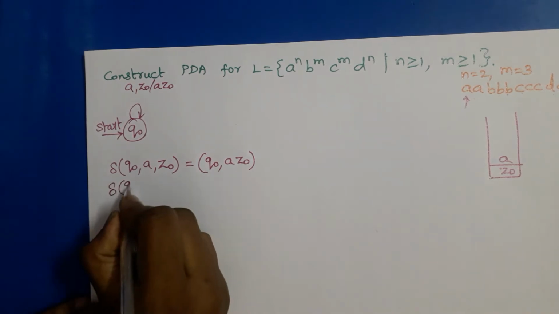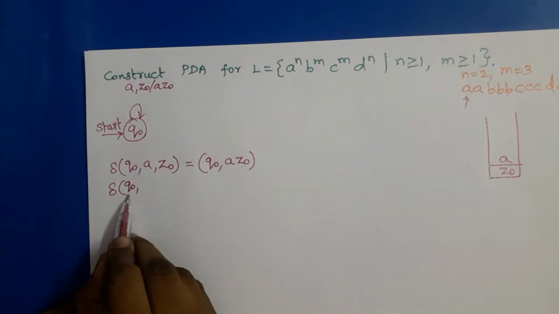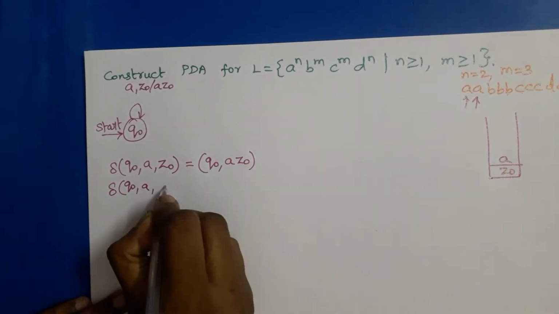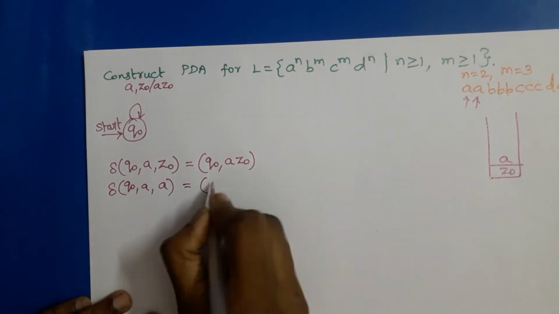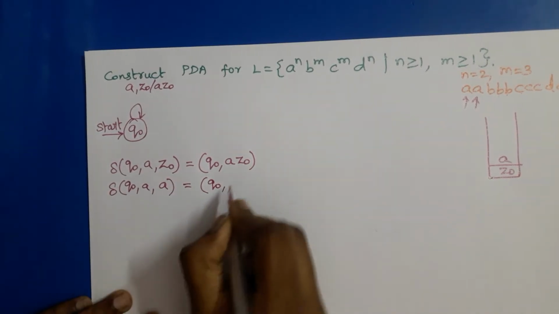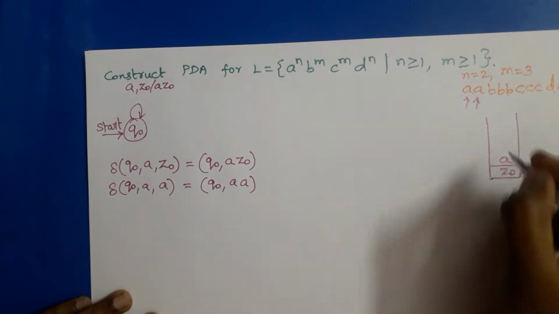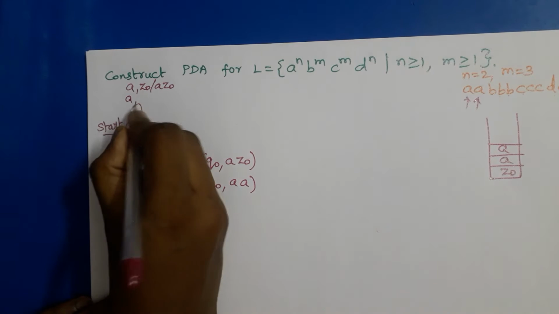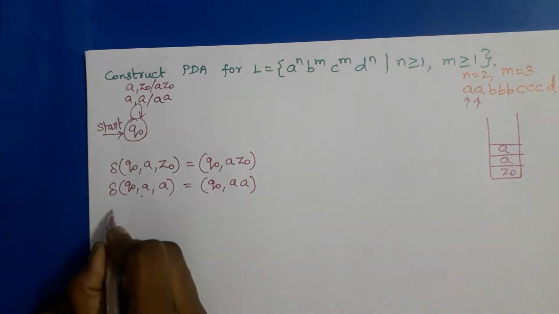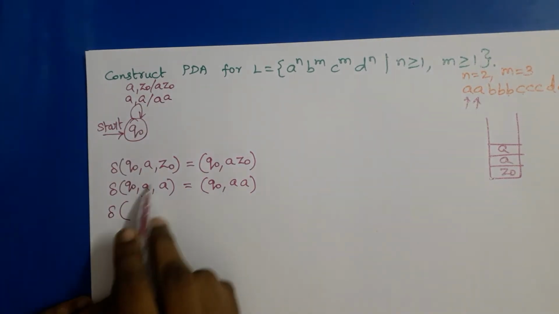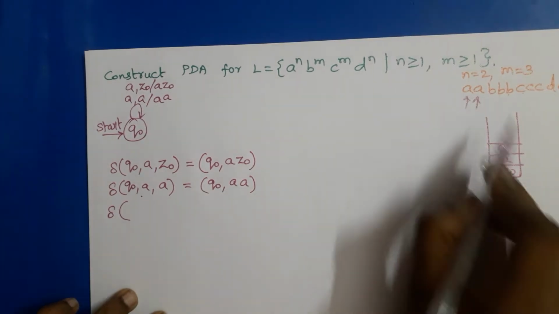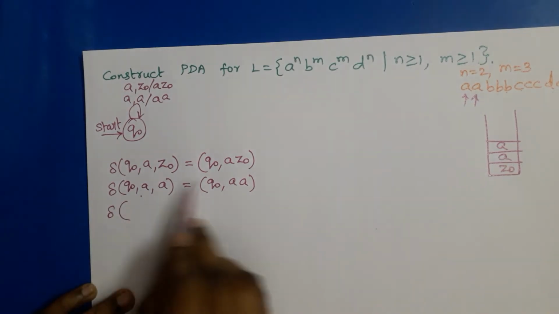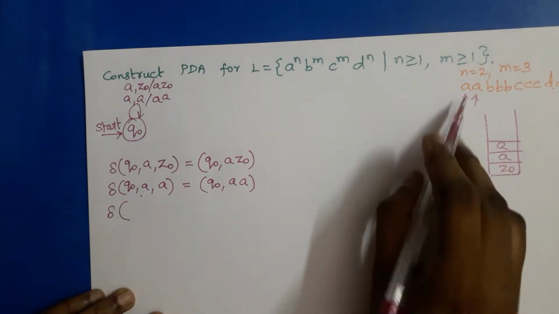Now we need to write the loop. Q0 is the current state, the next input is a, and the top of the stack is also a. So we remain in the same state Q0 and this a is also pushed onto the stack. So a comma a slash aa. This is repeatedly performed for pushing any number of a's onto the stack. Here I have taken only 2, but this step is repeatedly executed for pushing all a's onto the stack.